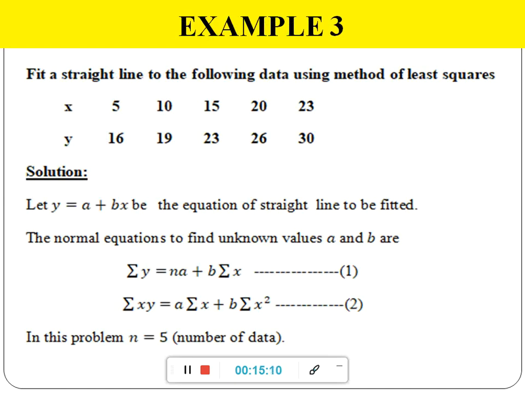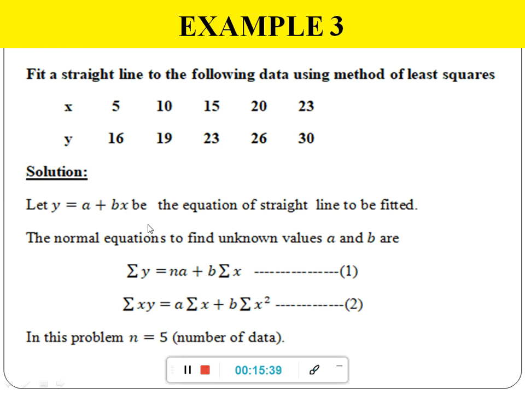Now, third example. Fit a straight line to the following data using the method of least squares. Here also two values are given, x and y. For x values, we have 5, 10, 15, 20, 25. Y values are 16, 19, 23, 26, 30. Here also the model is y equal to a plus bx.